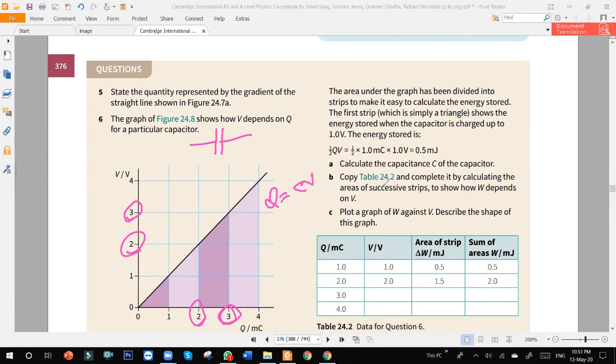Okay, copy table 24.2 and complete it by calculating the area of successive strips to show how V depends on Q. Sir, in part A, do we have to find 2 into 2, 3 into 3, 4 into 4, then add the capacity? No. You just take one value on the x-axis. As the graph is a straight line, if you increase this value, then automatically your voltage will also increase accordingly.